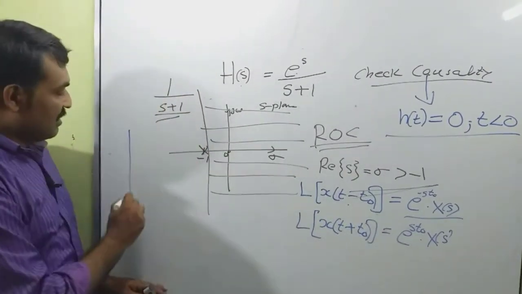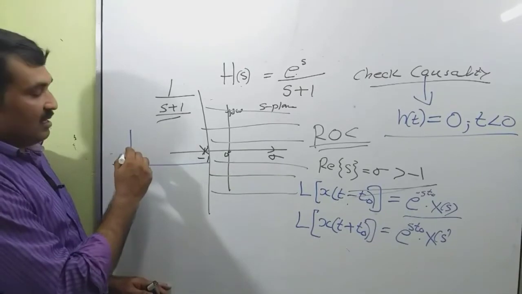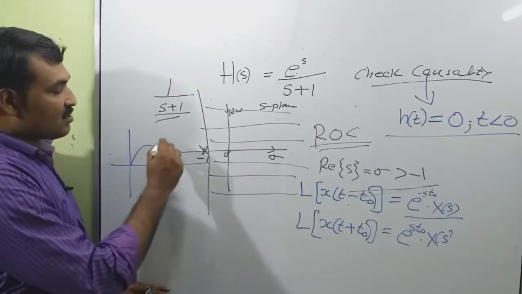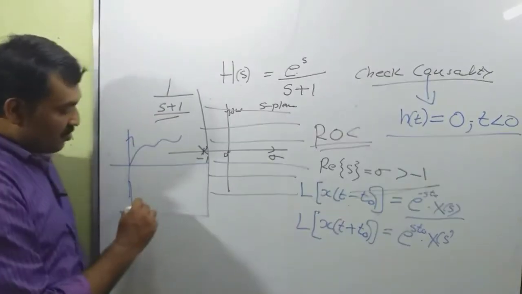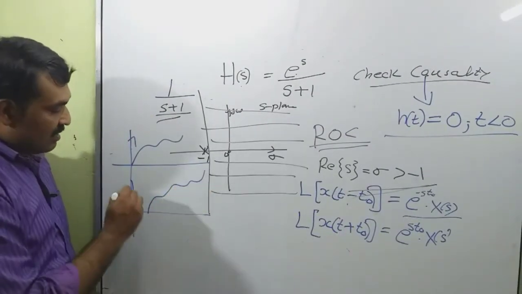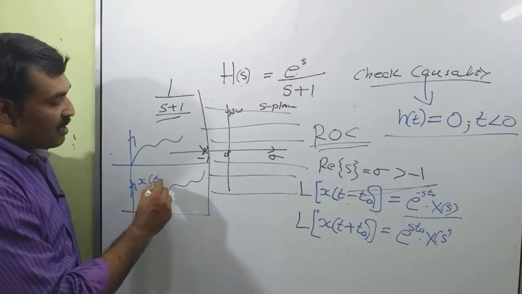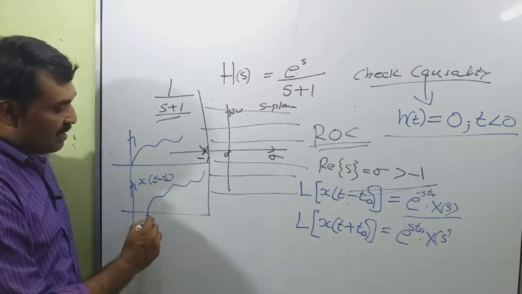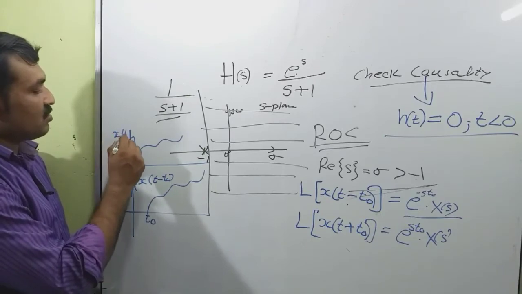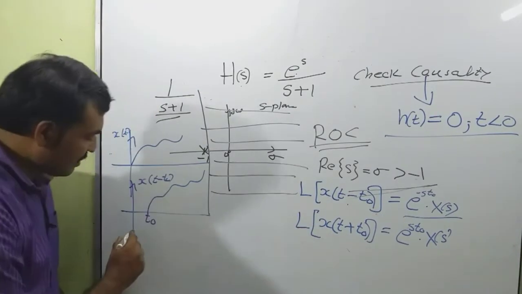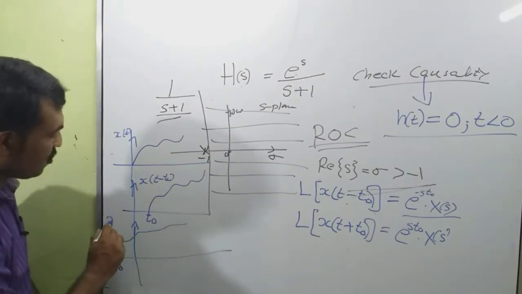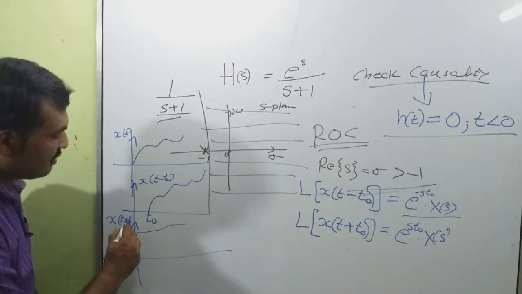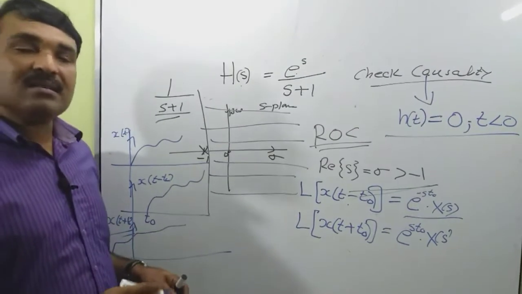Suppose this is our signal x of t. I am simply drawing x of t. Then x of t minus t0 is drawn like this. This is our signal x of t minus t0, that is delayed by t0 units. This is our x of t. And the advanced signal can be drawn like this, with minus t0. So this is the signal x of t plus t0. This is the advanced signal.